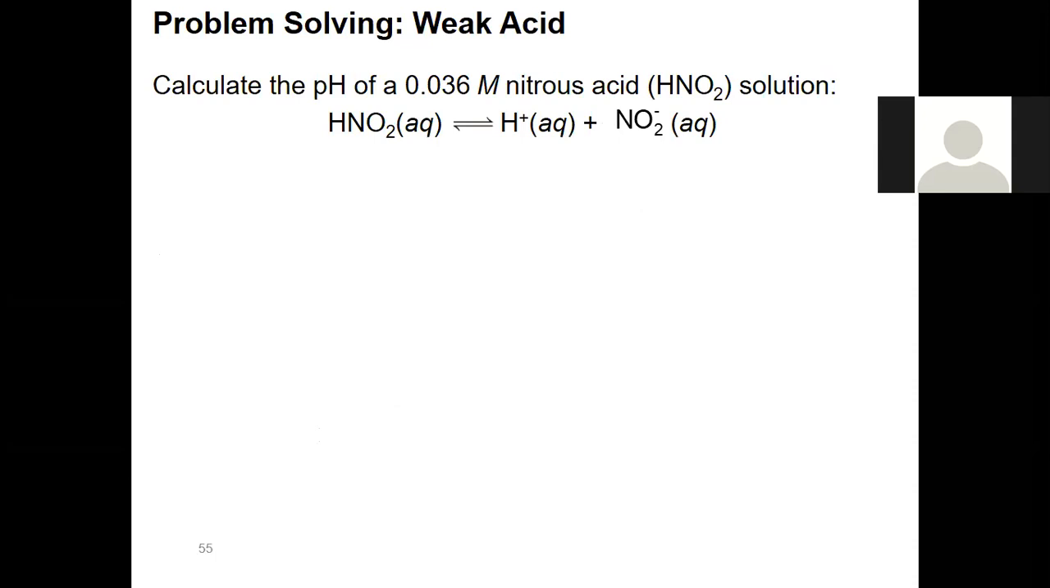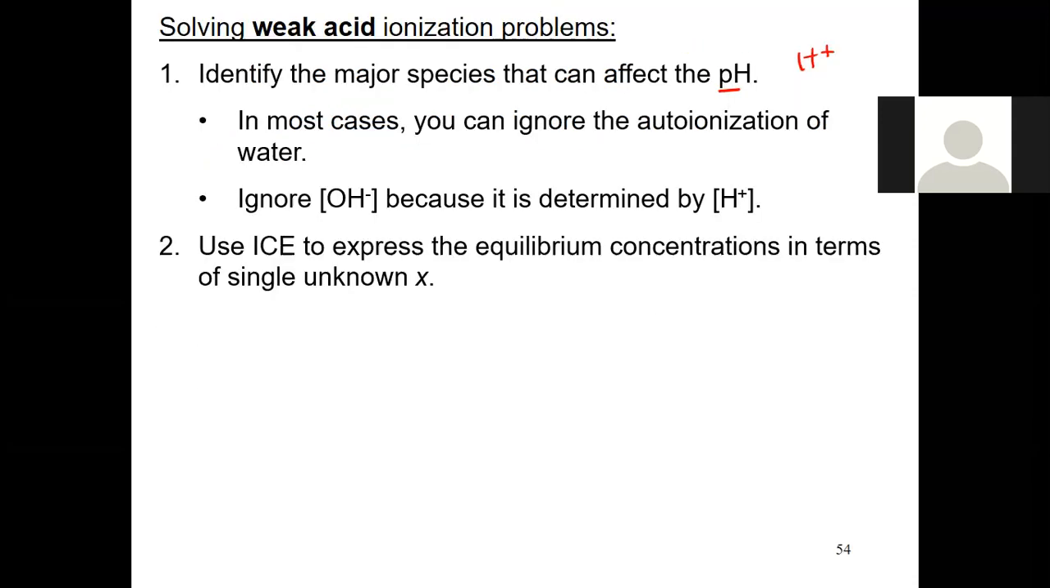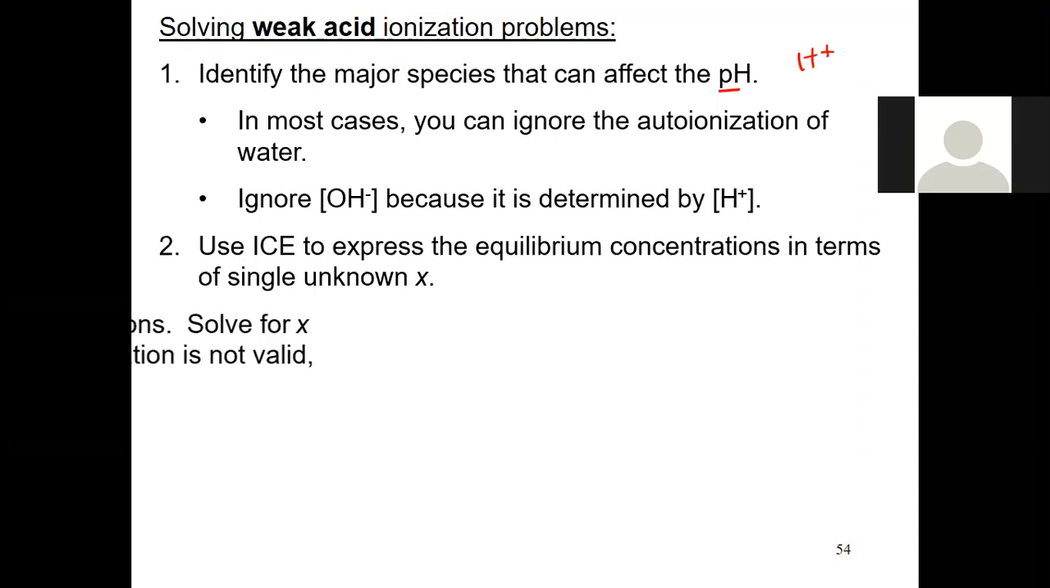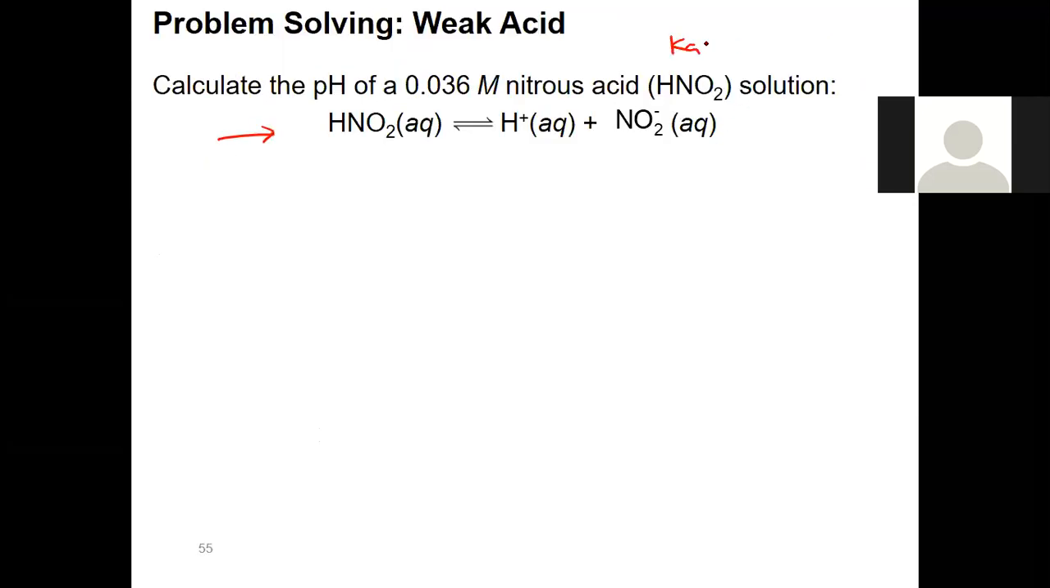So calculate the pH of a 0.036 molar nitrous acid solution. Okay, given this dissociation. Now, there's also another one that you need there. The Ka value, which in this is 4.5 times 10 to the negative 4. It can be given or it is the one that is being asked. But for this type of problem, it should be given. So how do we solve this?